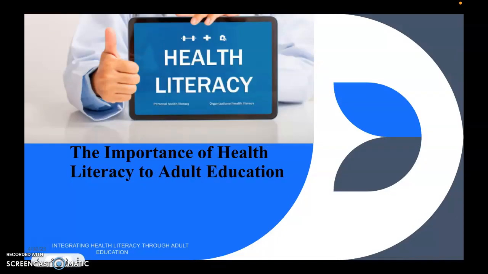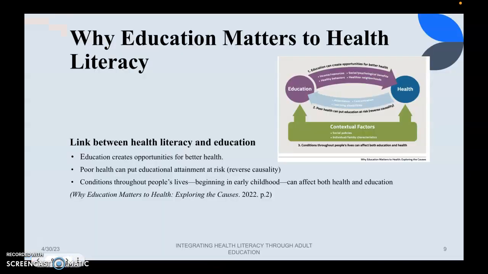Next, we will go into the importance of health literacy to adult education. Why does education matter to health literacy? It is the link between health literacy and education. Education creates opportunities for better health. Poor health can put educational attainment at risk. Conditions throughout people's lives, beginning in early childhood, can affect both health and education. If you take a look at the upper right-hand corner, you will see a model that shows just how education and health and other contextual factors are all linked together.